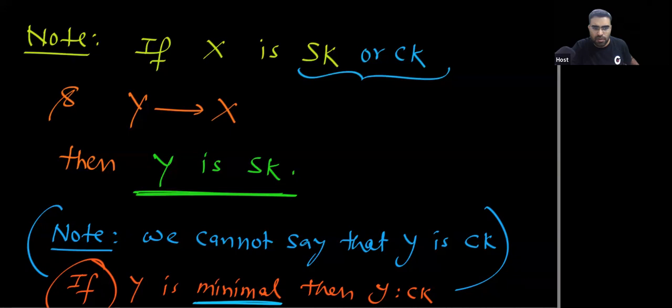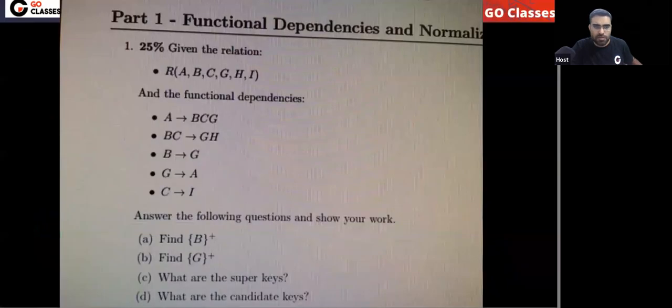Now let's move on and see the next question. So we have done this. Now tell me, what about super keys? The question is asking for super keys. Let's find out super keys. But before that, let's find what the candidate keys are. So what are the candidate keys so far? We got that B is a candidate key.